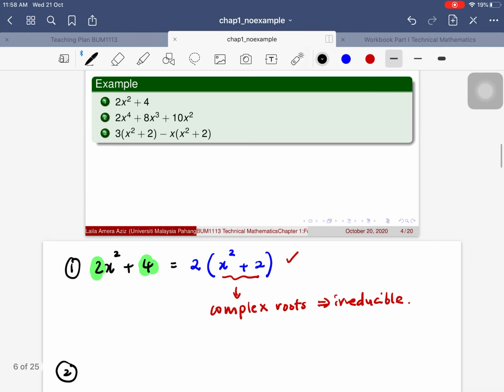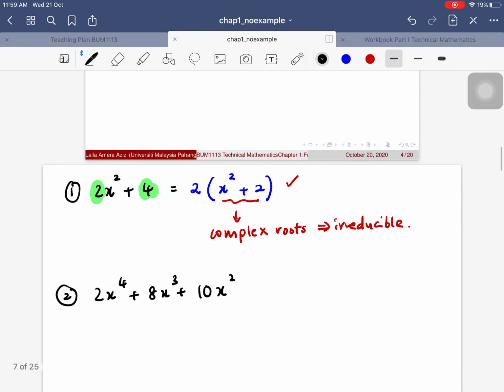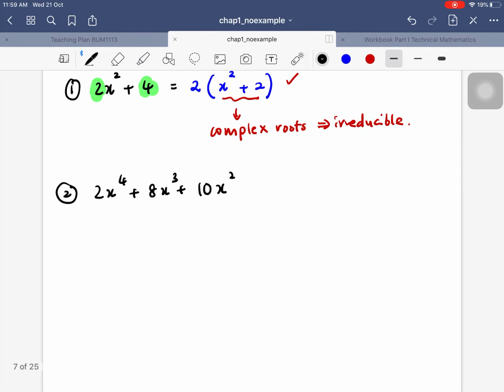Okay, second example. I have 2x to the power of 4 plus 8x cubed plus 10x squared. I have to look at what is the common term between all the terms. I noticed that each of them is a multiple of 2: I have 2, 8 and 10. That is the first feature. The second feature is that all of them consist of the x variable, raised to different powers. But what is the smallest power? The smallest power is going to be x to the power of 2.